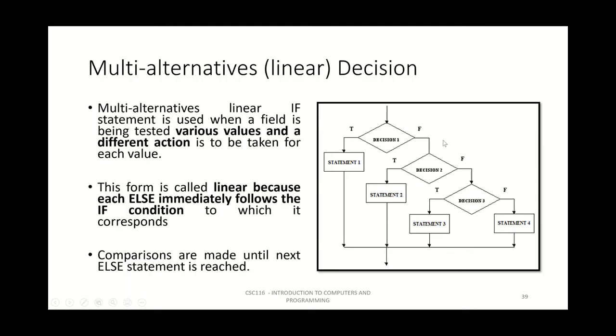So based on this diagram, you have one decision, and then you have 2 conditions, of course true and false. What happens when the condition is true? You will produce one statement. And what happens if the condition is false? When the condition is false, you will follow with the next if statement or if condition. So this is what we call linear, because the else immediately follows the if condition. So when false, you follow to the next condition, the if condition. So this is for multi-alternative or linear decisions.